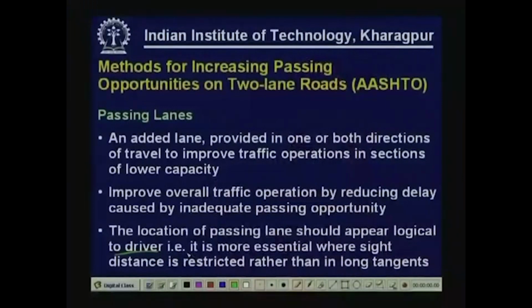Suppose there is a long tangent. Obviously, sooner or later passing opportunities may be available on long tangents, whereas with restricted sight distance, the passing opportunities may be even more restricted. So, the location of the passing lane should appear logical to the drivers. That is why it is said it is more essential where sight distance is restricted rather than on long tangents. So, provide it where there are really problems or inadequacy in terms of sight distance.